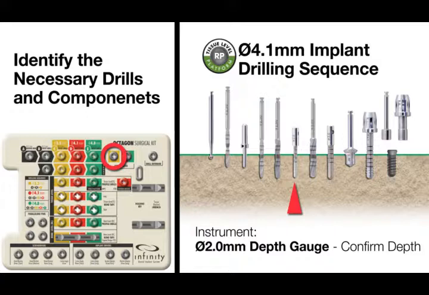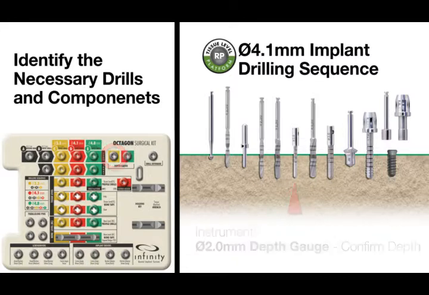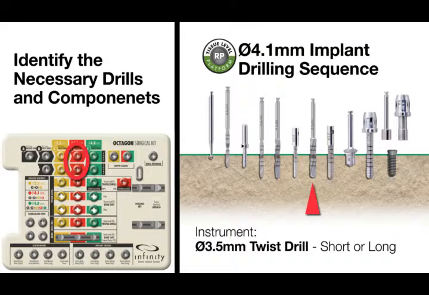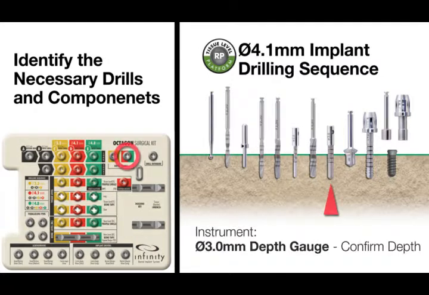This depth gauge can be found in the top right area of the surgical tray, marked in yellow. Sixth, choose either the short or long 3.5 mm diameter twist drill from column D, marked in red on the surgical tray. Seventh, choose the 3 mm depth gauge. This depth gauge can be found in the top right area of the surgical tray, marked red and green.